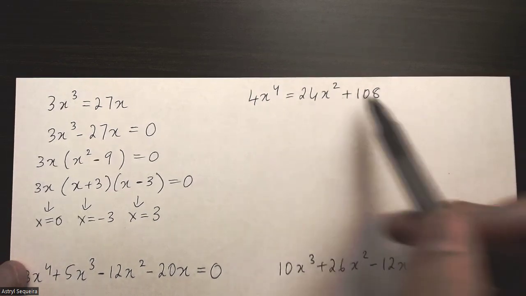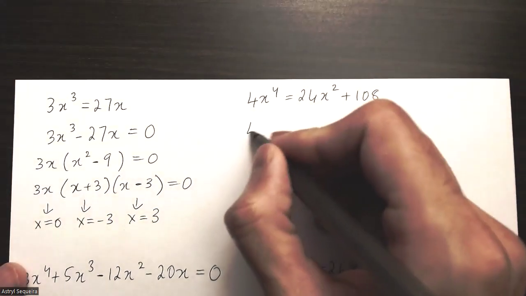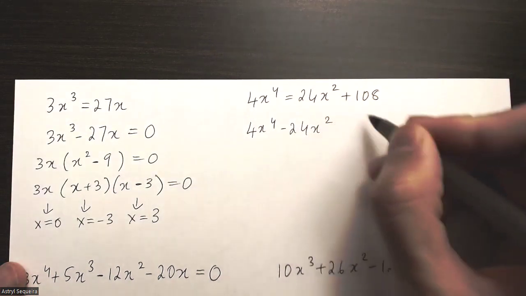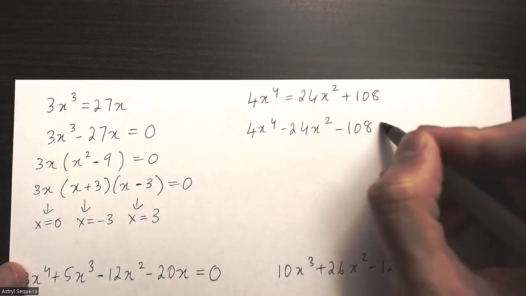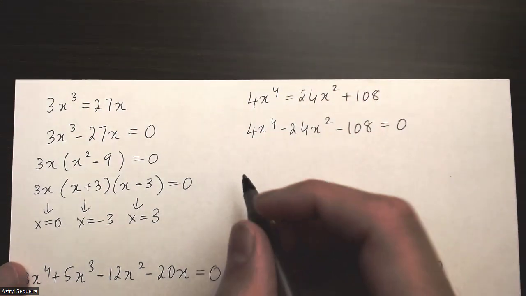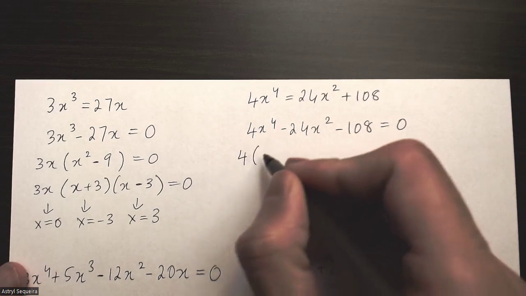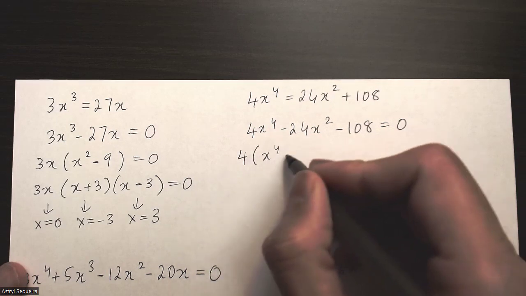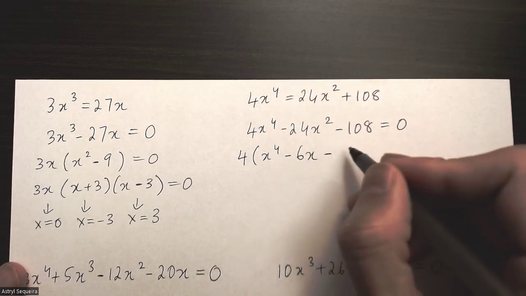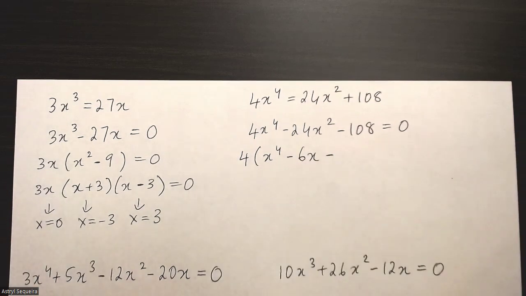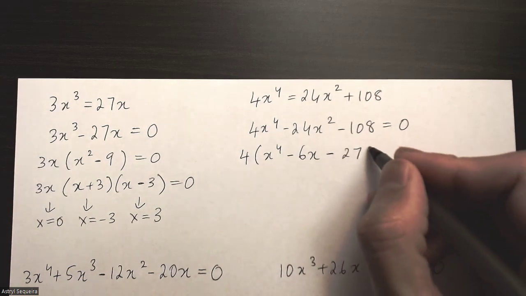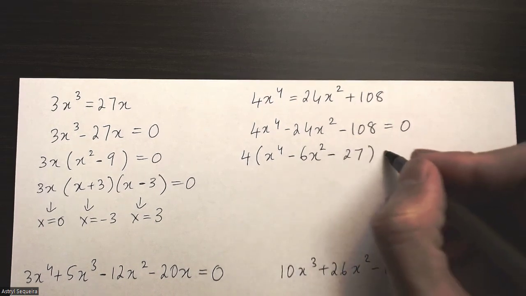So again, I'm going to move these two terms to the left side. So we have 4x^4 minus 24x squared minus 108 equals 0. I always want to make one side equal to 0. Now a common factor here, I can factor out a 4. I'm left with x^4 minus 6x squared minus 108 divided by 4 is 27. Oops, there's a square here.